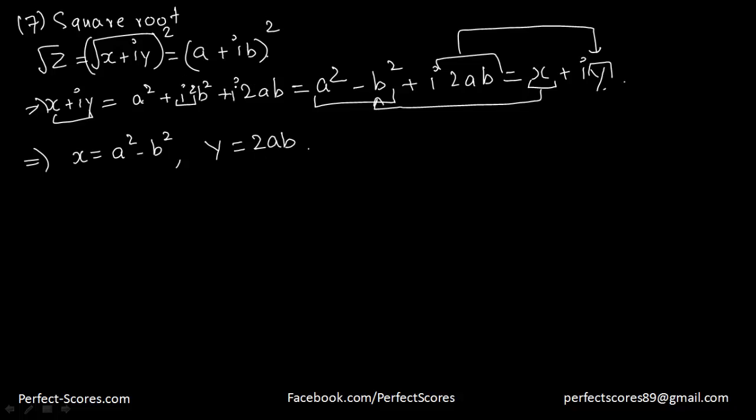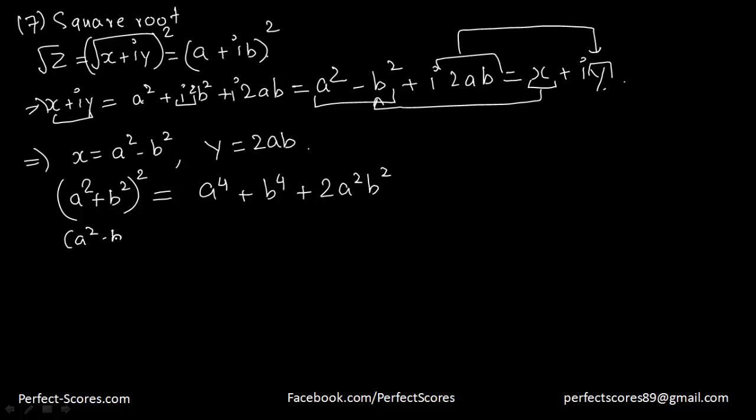So what I'll do over here is, if I want to equate the value of a in terms of x, so if I have a square minus b square, I'm actually interested in finding the value of a square plus b square. So if I square this up and open it up, this over here is going to be equal to a to the power 4 plus b to the power 4 plus 2 times a square and b square. And what is actually equal to the value of a square minus b square.